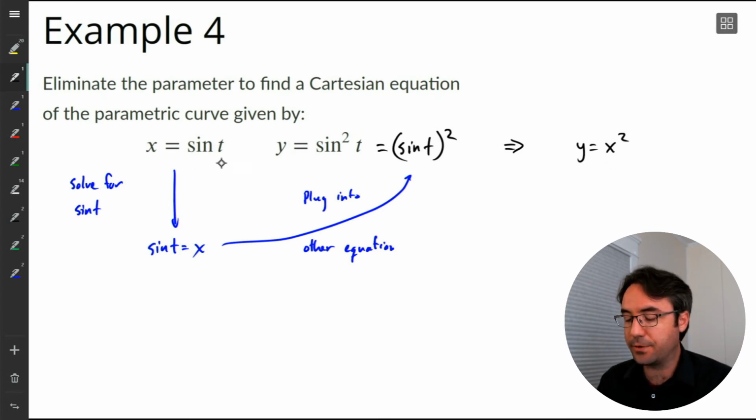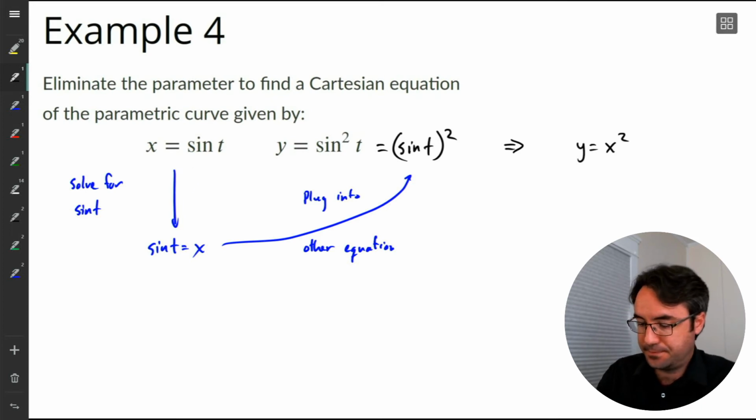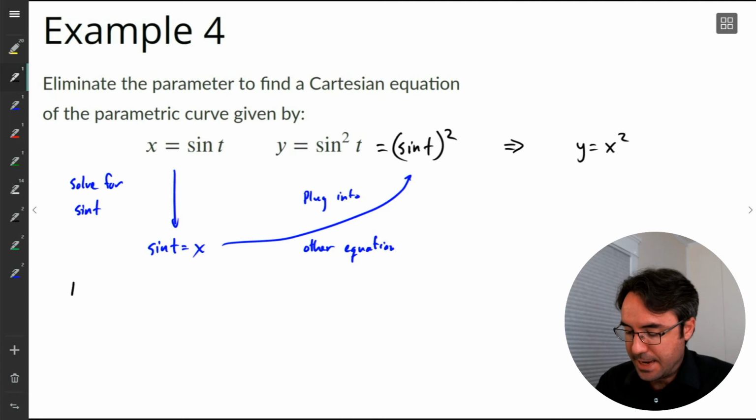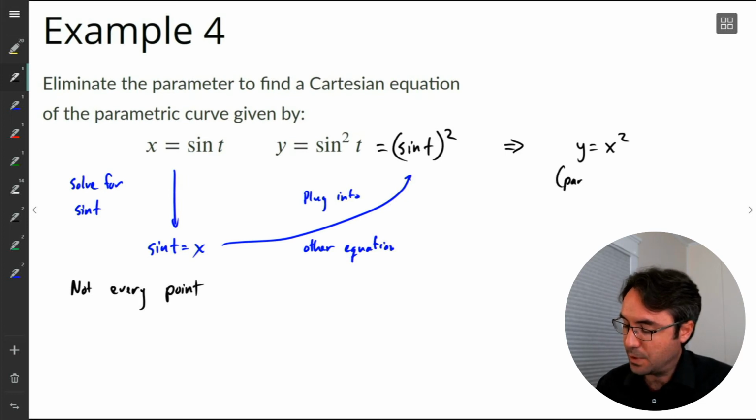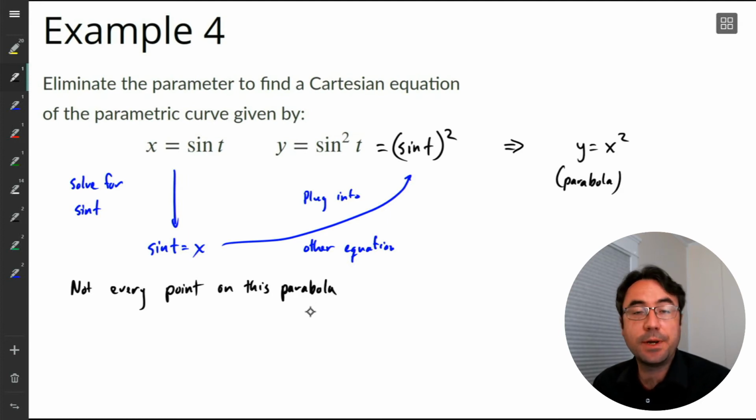So if we think over to our x equation here, not every point, and this is a parabola, y equal to x squared. Not every point on this parabola is actually a point on our parametric curve.